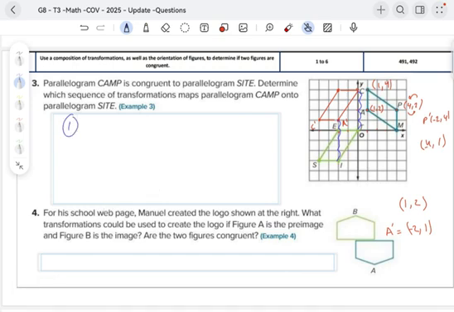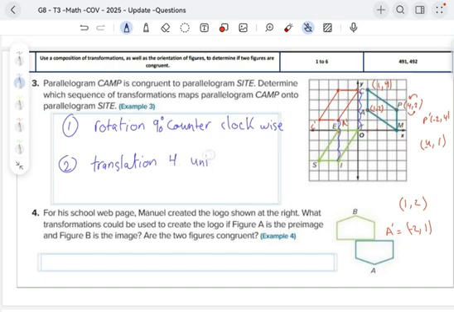So first we have a rotation of 90 degrees counterclockwise. And then we have a translation, four units down, 1, 2, 3, 4 units down.